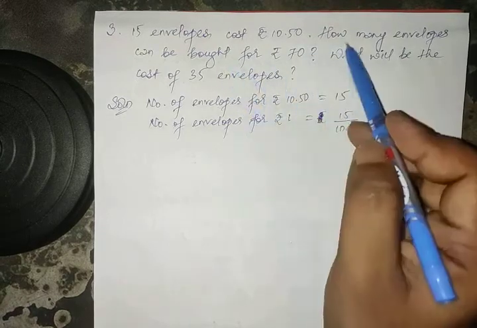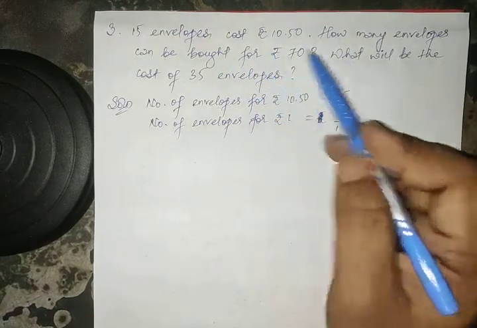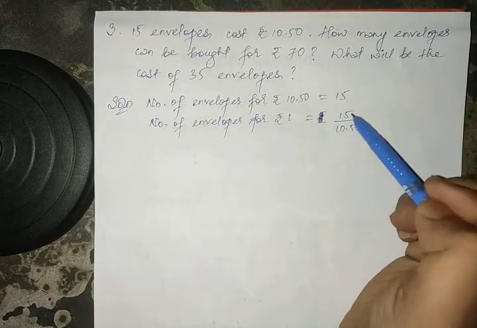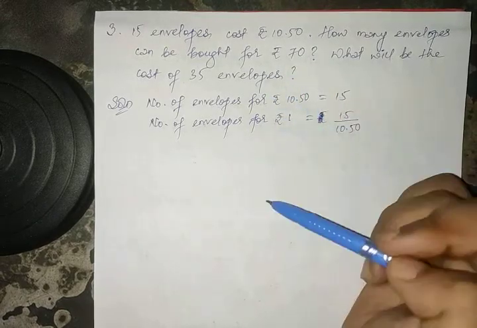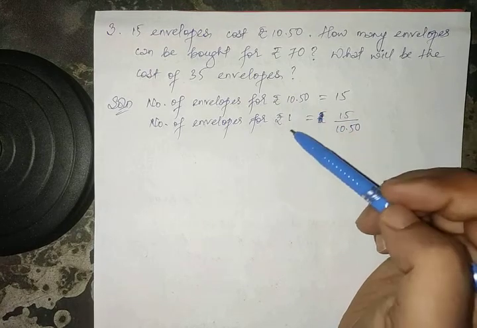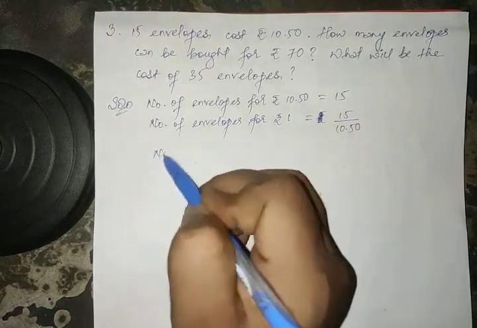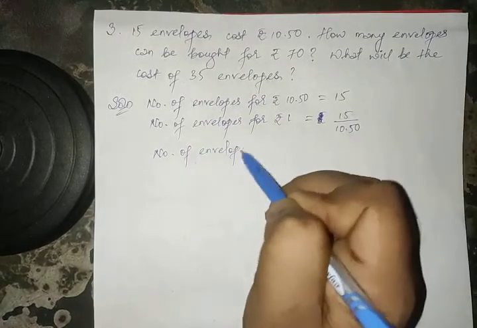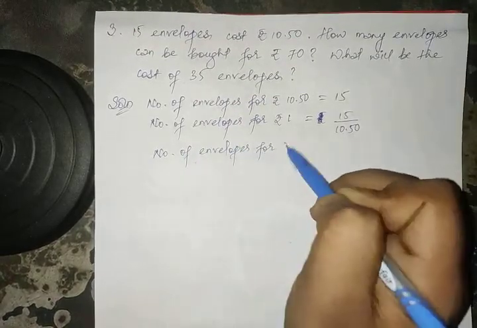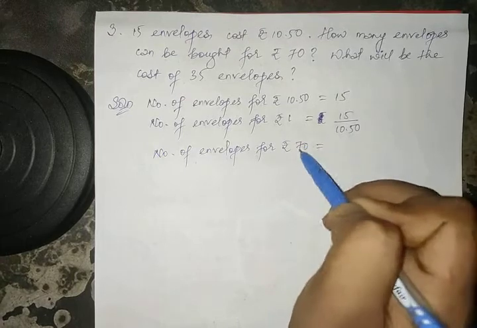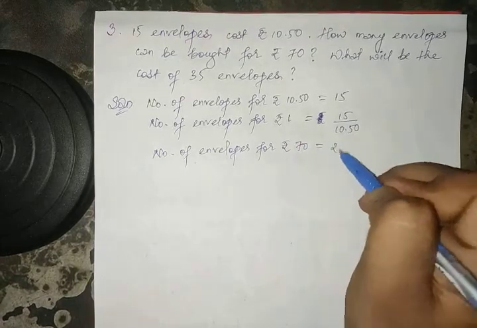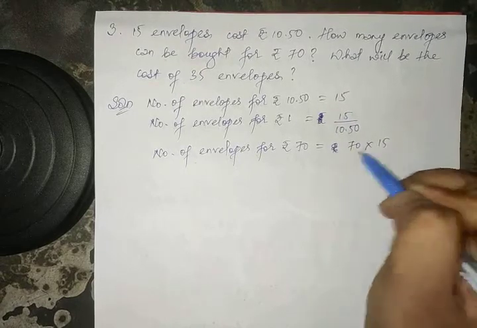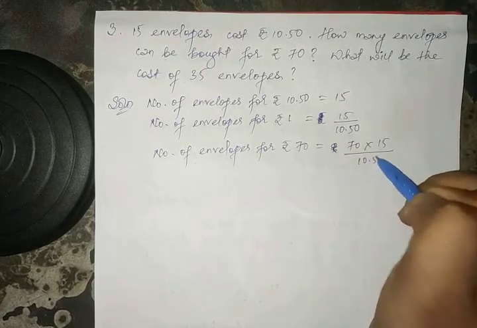Now how many envelopes can be bought for rupees 70? So for 70 rupees how many envelopes can be bought? So this we have to multiply with 70, to get the number of envelopes. So I'll write number of envelopes for rupees 70. So I'll multiply this with 70. We get 70 into 15 divided by this 10.50.